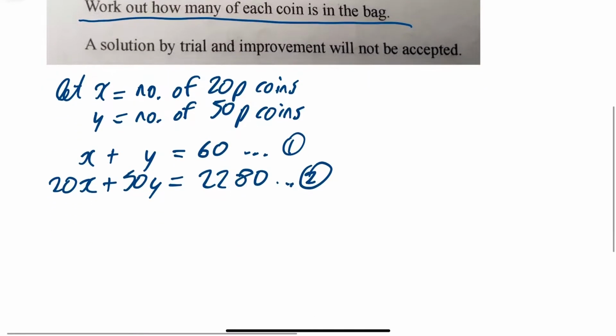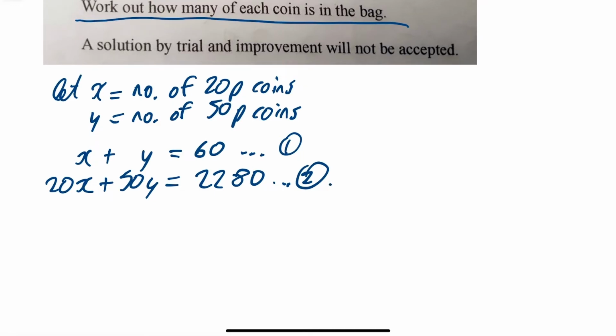So we've our two equations, and there are a couple of things we can do to make life a wee bit easier. The first thing we can do is just divide your equation 2 by 10. Everything in it is divisible by 10, so it becomes 2x plus 5y is equal to 228. So that's my new improved equation 2.